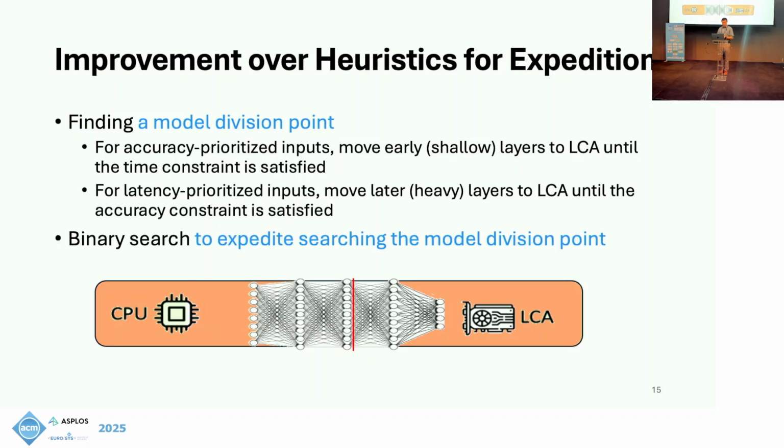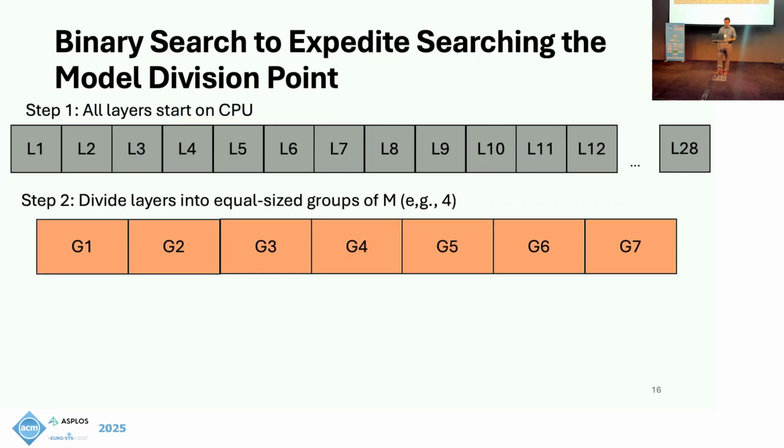To speed things up, we apply binary search based on the observation that latency and accuracy change mostly monotonically as layers shift. We begin with the deep neural net composed of sequential layers from layer 1 all the way to layer 28. By default, we assign all layers to the CPU to preserve accuracy. To reduce the runtime overhead, Flex doesn't evaluate each individual layer.